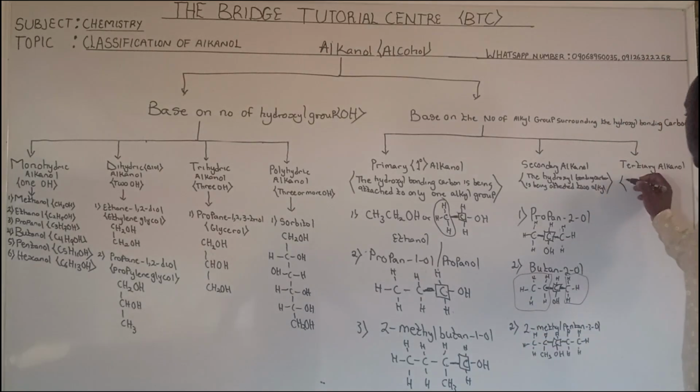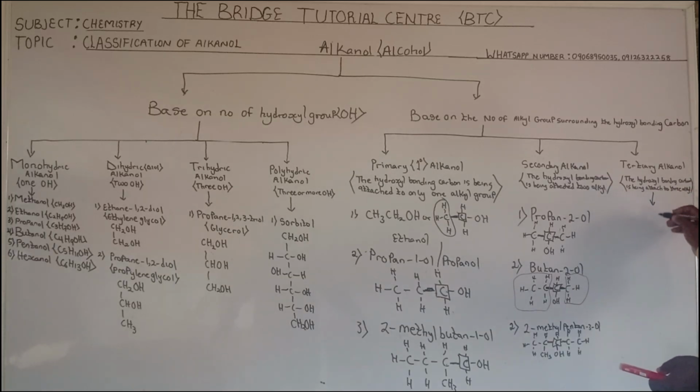This one, they have what? The hydroxyl bonding carbon is being attached to three alkyl groups. So that's for tertiary alkanol. The hydroxyl bonded carbon is being attached to three alkyl groups. So let's take a look at some examples of this.